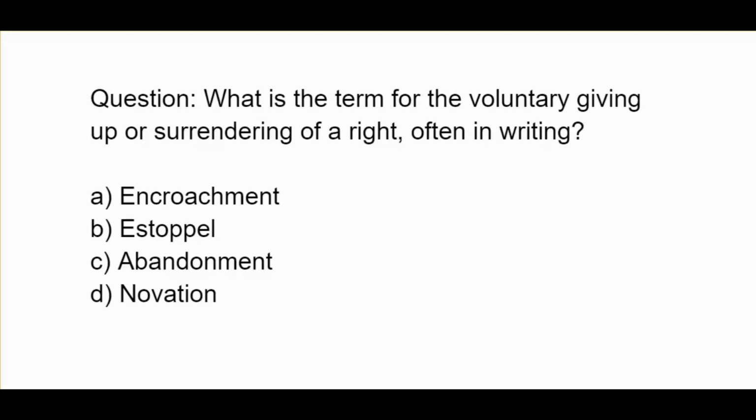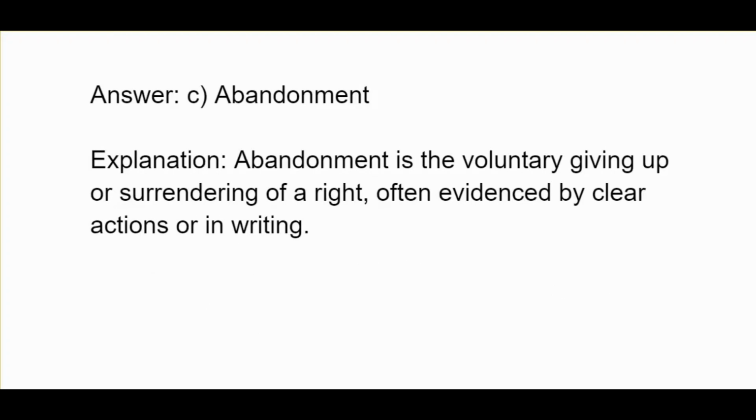What is the term for the voluntary giving up or surrendering of a right, often in writing? A. Encroachment. B. Estoppel. C. Abandonment. D. Novation. C. Abandonment. Abandonment is the voluntary giving up or surrendering of a right, often evidenced by clear actions or in writing.